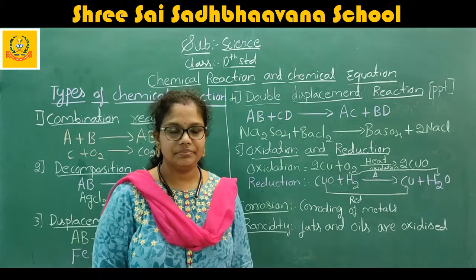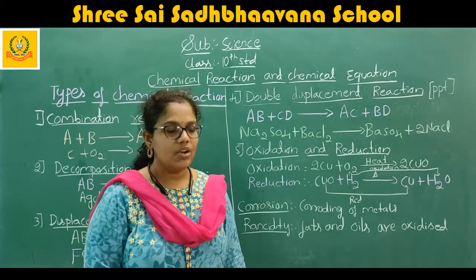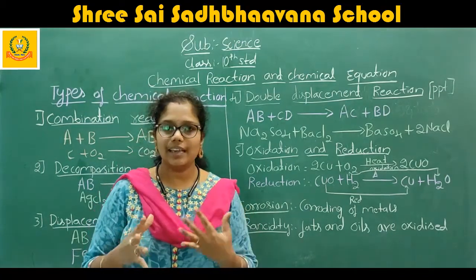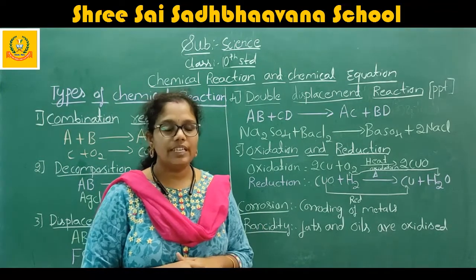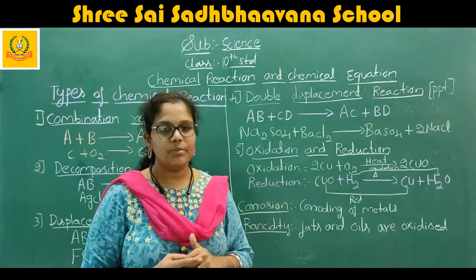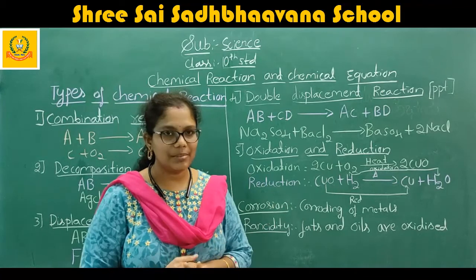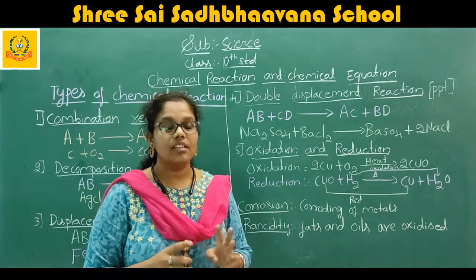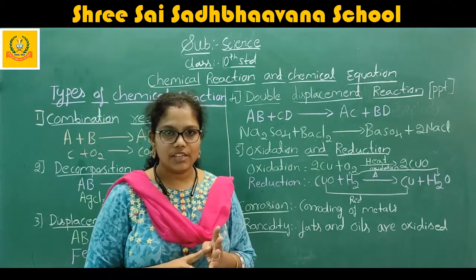Understood? Okay, now this completes all the types of chemical reactions. We completed 5 types of chemical reactions. What are the 5 types of chemical reactions we discussed? The first one is the combination reaction.